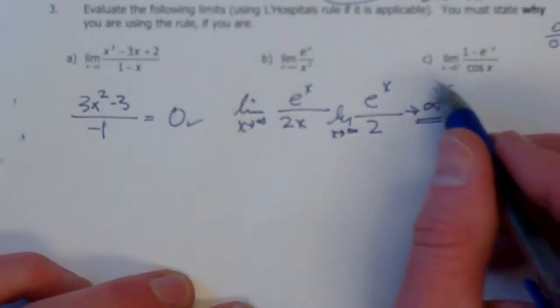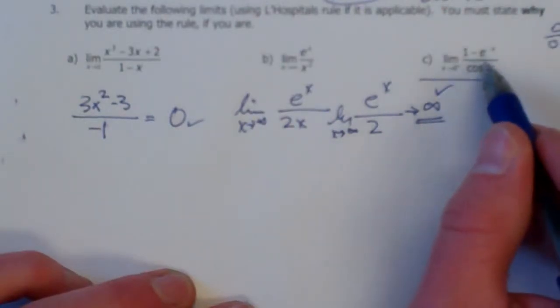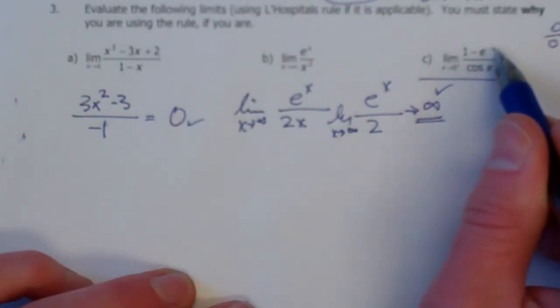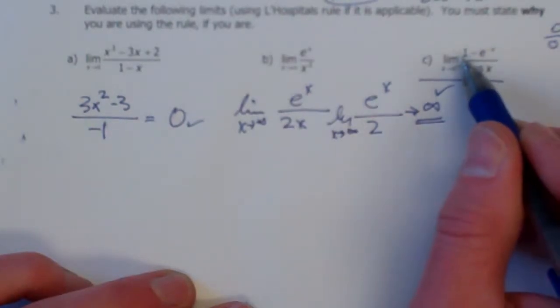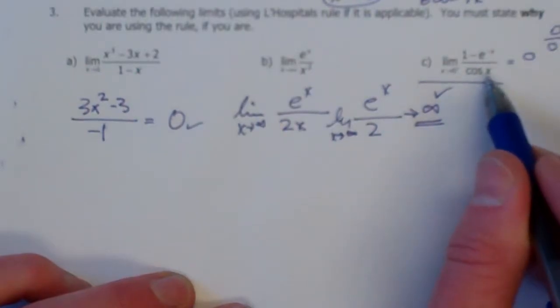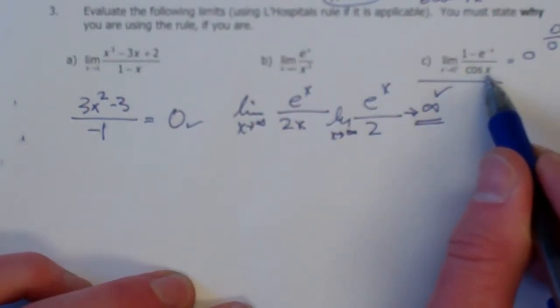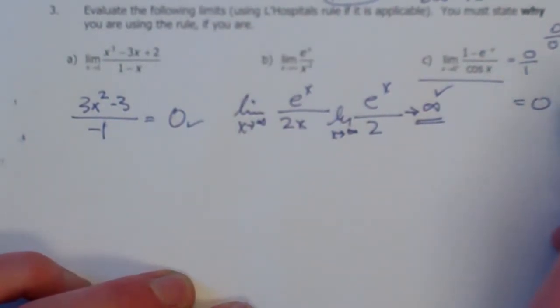Finally, if I plug in 0 here, e to the negative 0 is the same as e to the 0, which is the same as 1, and 1 minus 1 is equal to 0. Here when I plug in 0, that's getting closer and closer to 1, so 0 over 1 has a limit of 0. I do not need L'Hopital's rule.